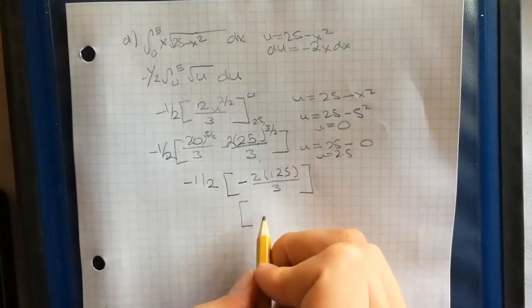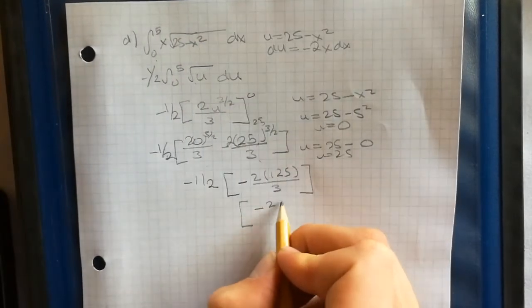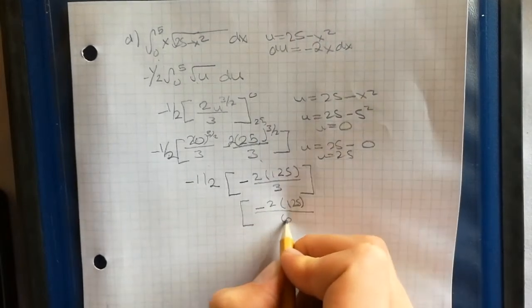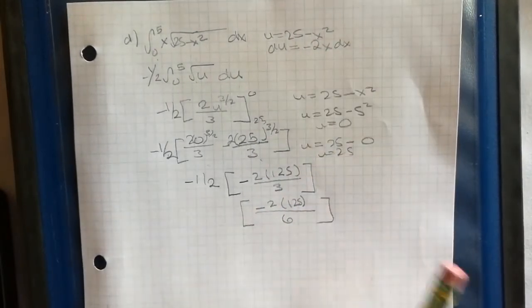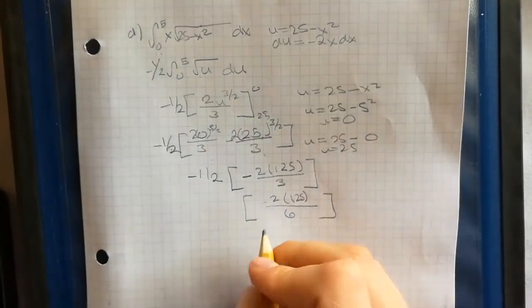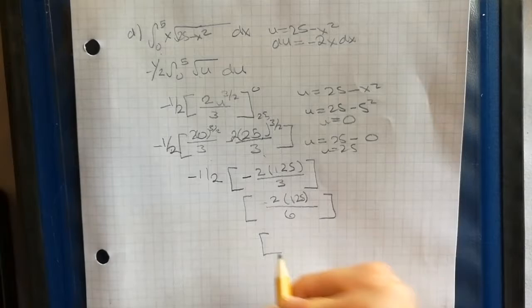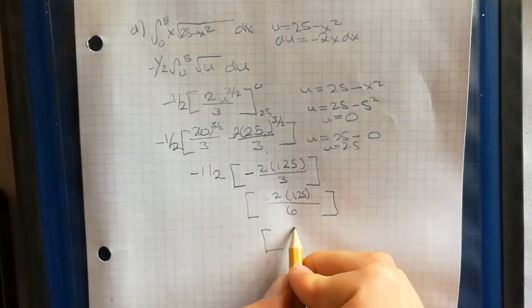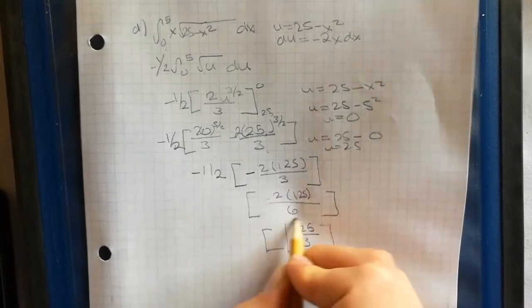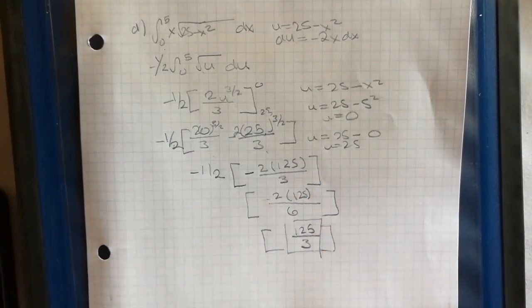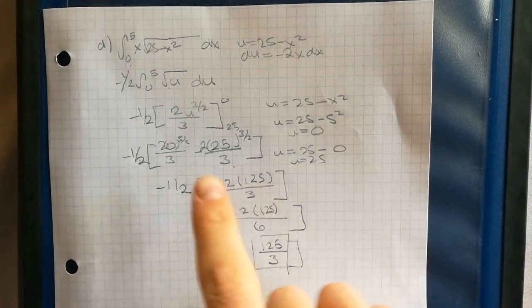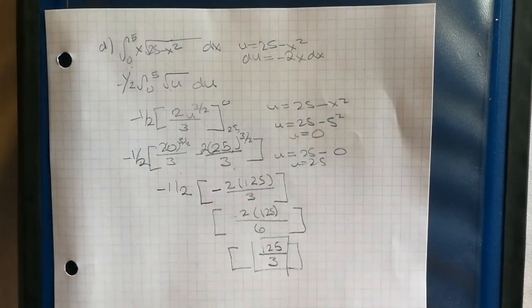Once we multiply this in, we get the negatives, and then that is your answer.